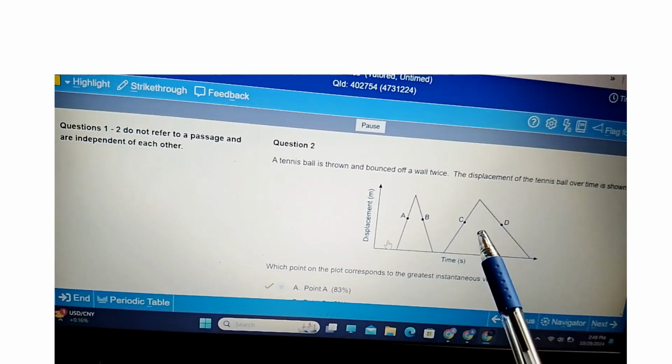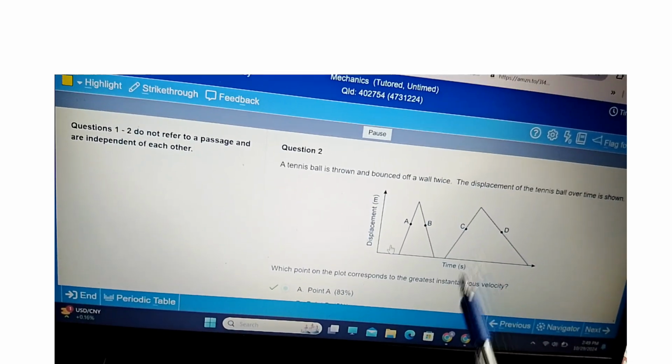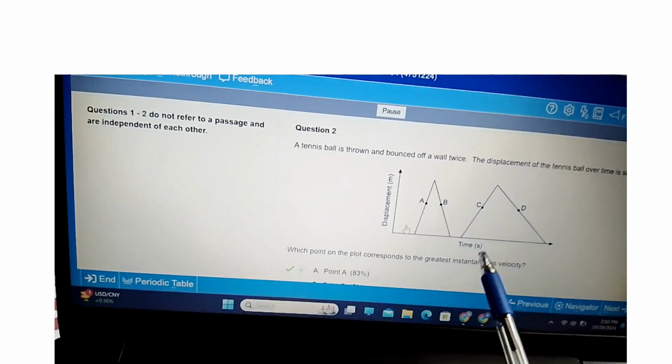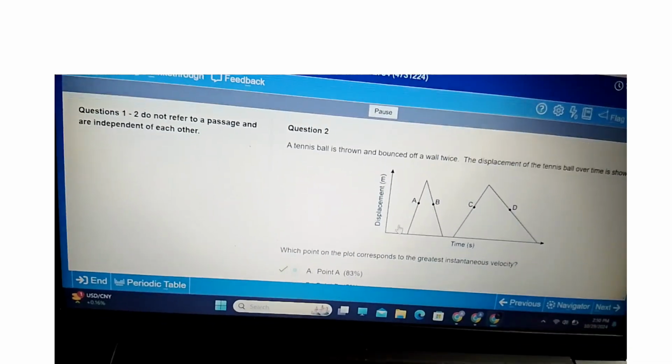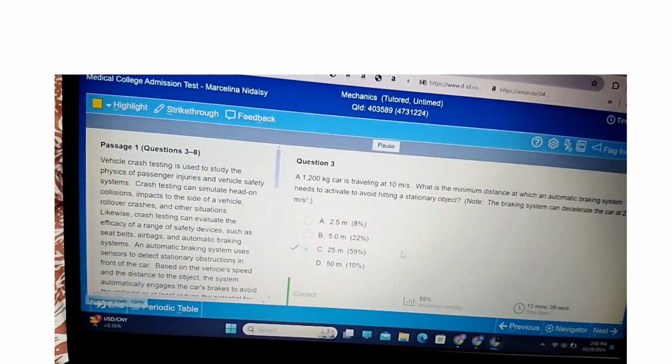I hope this makes sense and you have understood it well. If there is any question related to this, you can ask me. Okay, let's move to the next question.